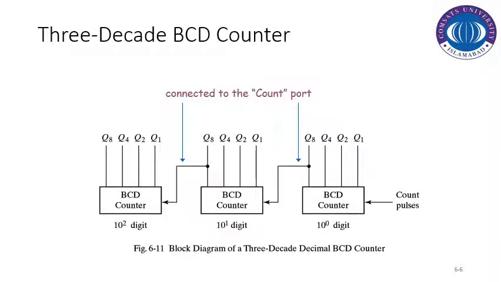Now let us see the concept of a 3-decade BCD counter that has the capability to count till 3 decades, which means that we can count the BCD number, or we can have the counting sequence starting from 000 till 999. These are the 3 decades. So how have we achieved this?